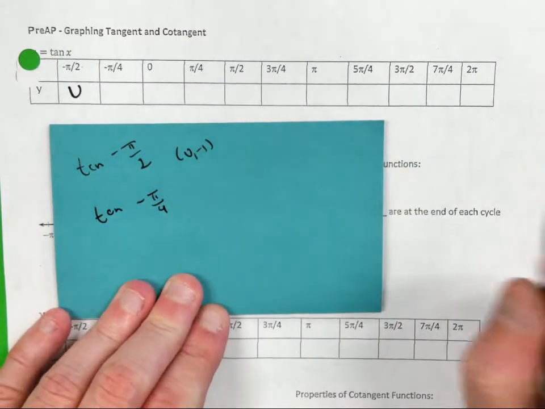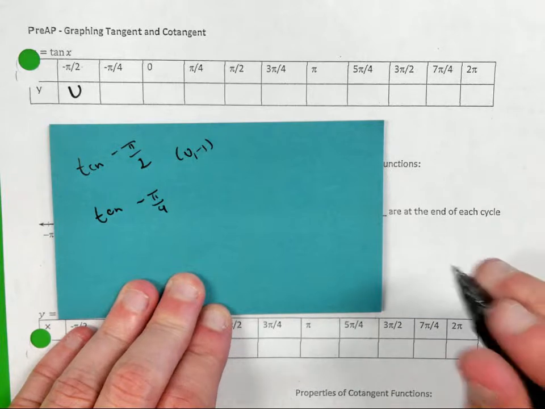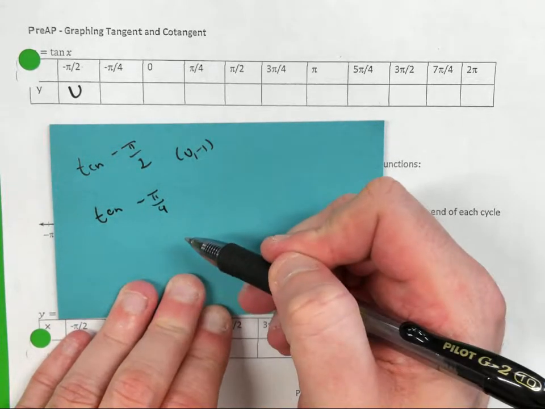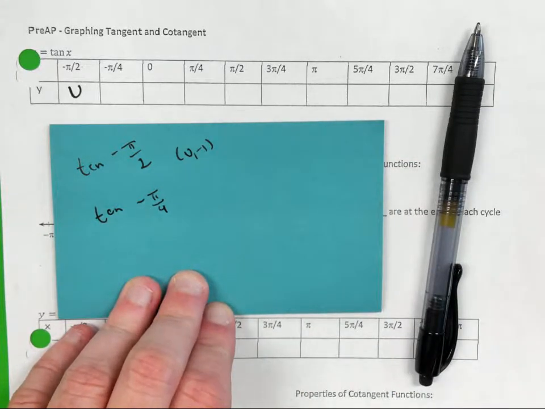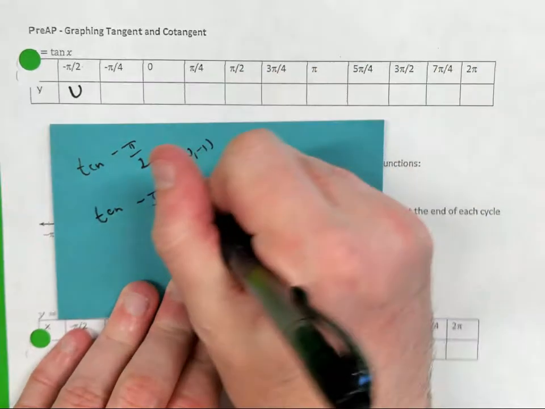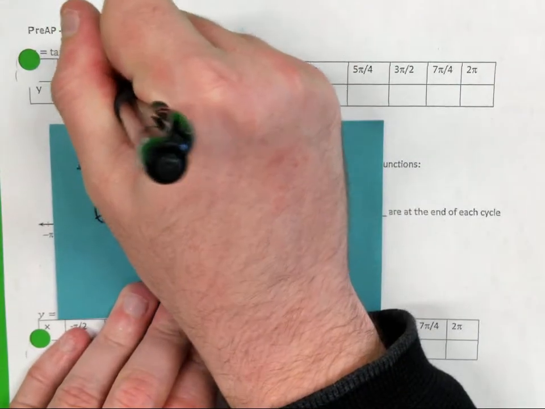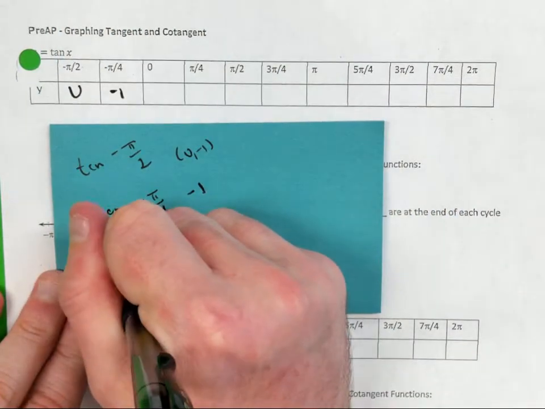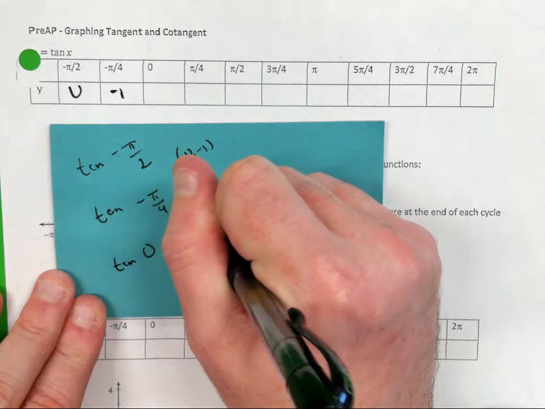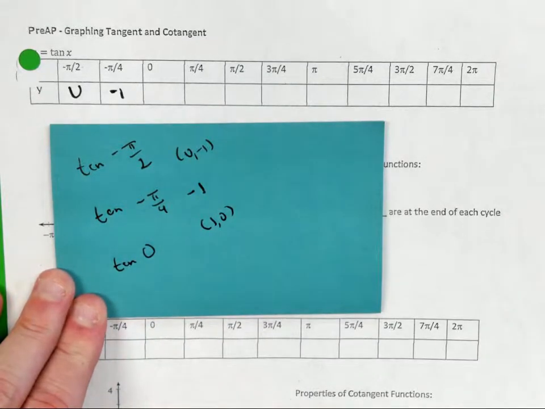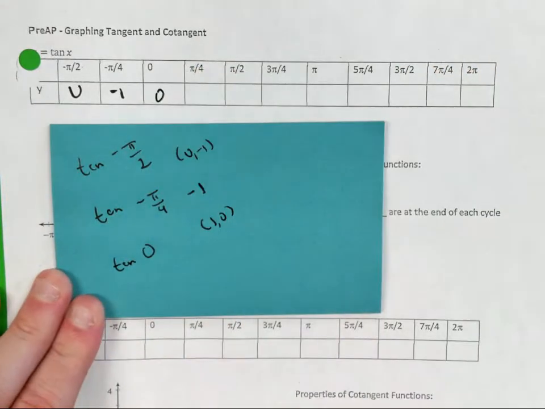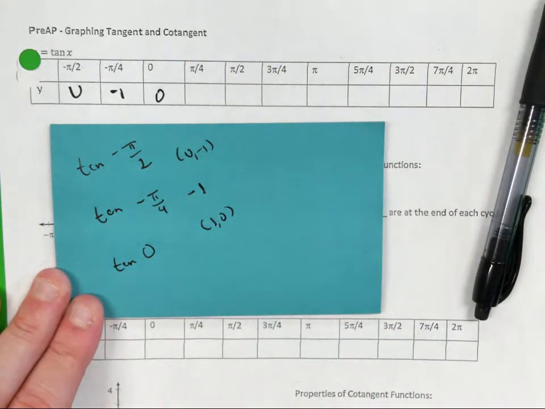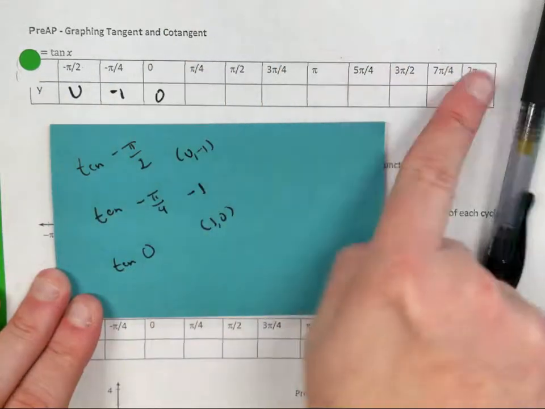Tangent of negative pi over 4. Where would negative pi over 4 be in quad what? 4. So, pi over 4 is easy because both coordinates are the same digits. Is it positive 1 or negative 1? So, I would put a negative 1. Tangent of 0. What's your ordered pair for 0? 1, 0. So what would be your tangent of 0 value? 0. Do y'all see what I'm doing there? You're just evaluating. When we do those tricky Tuesdays, you're evaluating those. That's what you're doing here. Does that make sense?